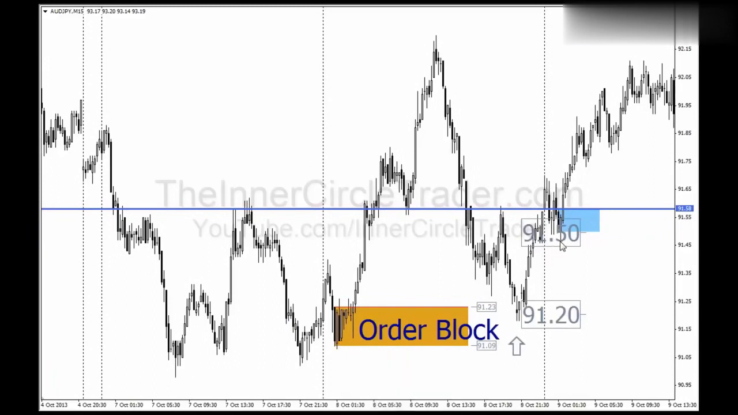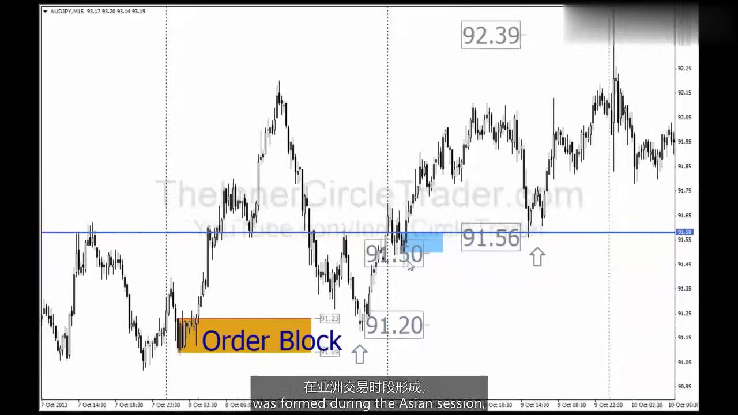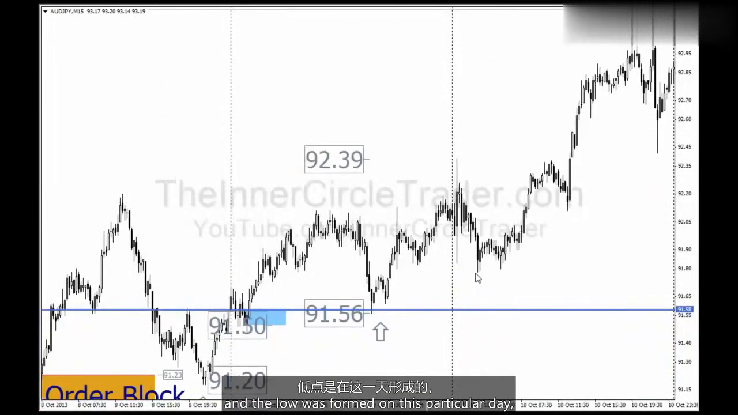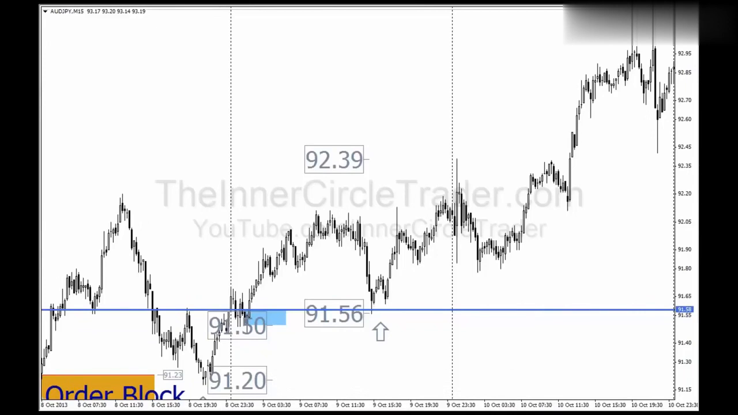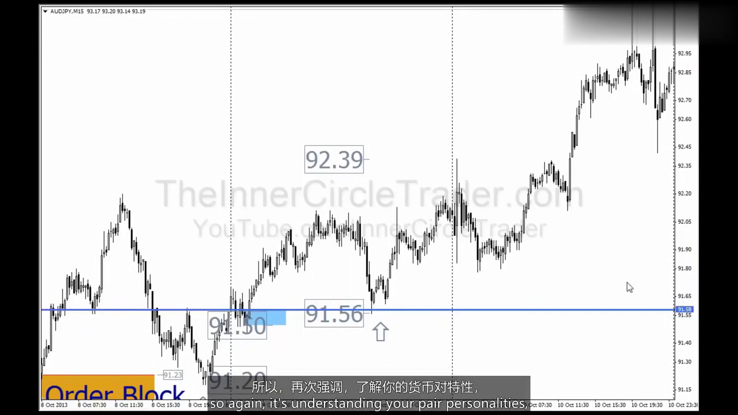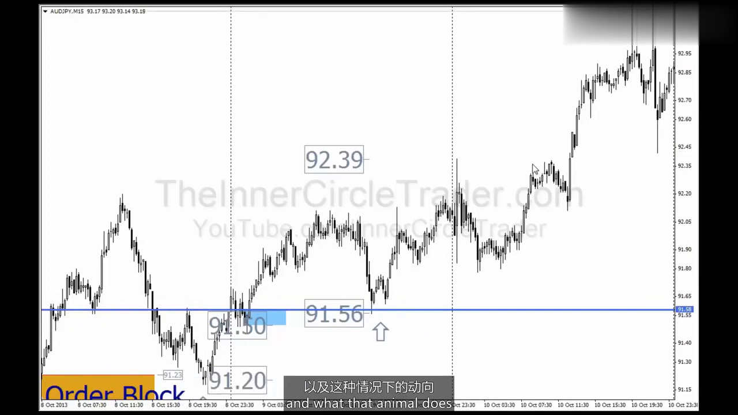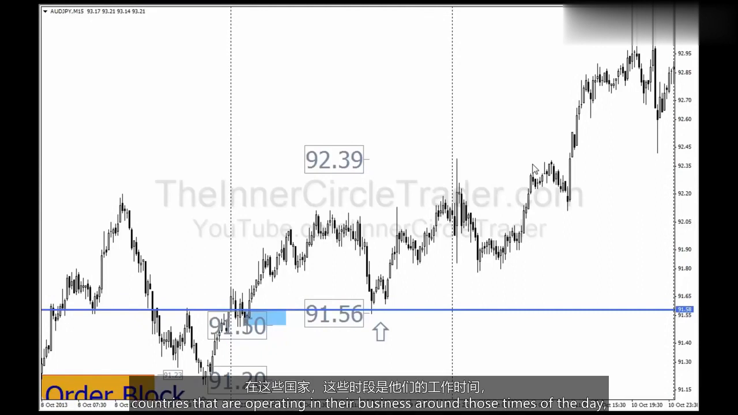And during the Asian session, the low on Wednesday was formed, and the low on this particular day comes in at the Asian session as well. Okay, so again, it's understanding your pair personalities and what characteristics go along with those particular pairs, and what that animal does during the trading 24-hour period that we like to call the Forex day, because these are countries that are operating in their business around those times of the day.